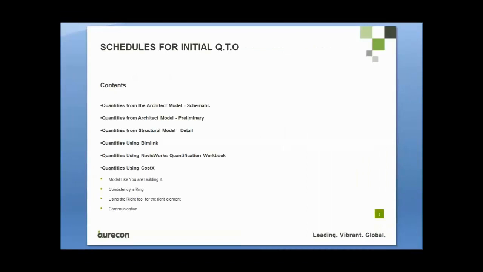Throughout the training today, we will be covering the following topics: quantities from the architect model schematic, quantities from the architect model preliminary, quantities from structural model detail, quantities using BIMlink, quantities using Navisworks quantification workbook, quantities using Costex, including model like you are building it, consistency is king, using the right tool for the right element, communication.